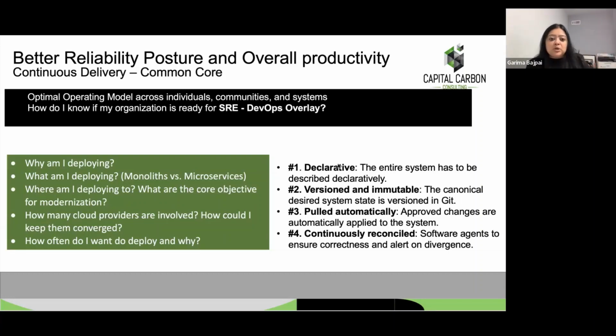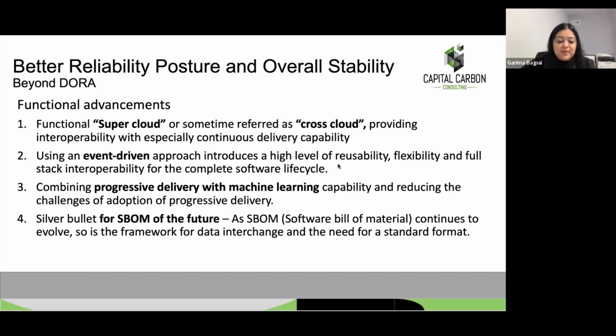When we talk about that common core, essentially we are talking about four principles. First, declarative: the entire system has to be described declaratively. The second principle is versioned and immutable: the canonical desired state is versioned, and it does not matter which tool it is. The third principle is pulled automatically: given how much operational overload we have in the system, approving changes automatically and applying them to the system is one of the principles which can help you get to that optimal operating model. And the fourth point is continuously reconciled: software agents ensure correctness and alert on divergences. If these four principles make sense to your delivery, let's continue this dialogue.